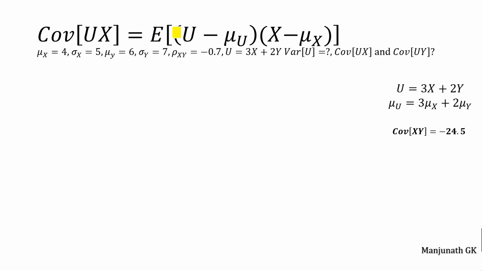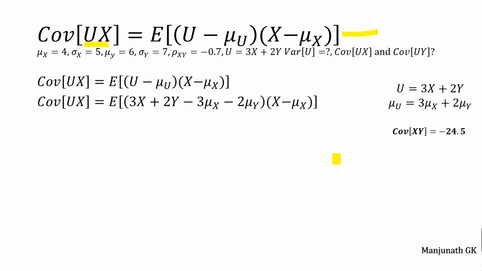Alright, let us calculate the covariance of u and x. We know the definition of covariance of u and x: expectation of u minus mu u into x minus mu x. If the random variables are u and x, this is the definition, we know it already. Then rewrite the equation, substitute the value of u and mu u using this concept. U is already given as 3x plus 2y, mu u can be written as 3 mu x plus 2 mu y. So let us write this term as it is.